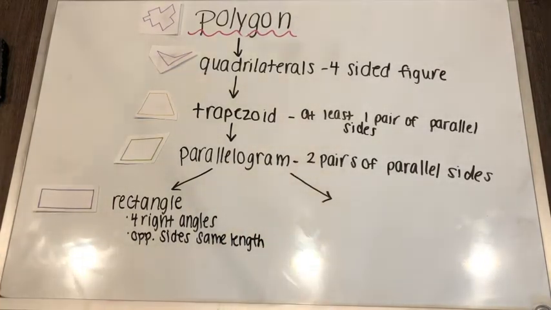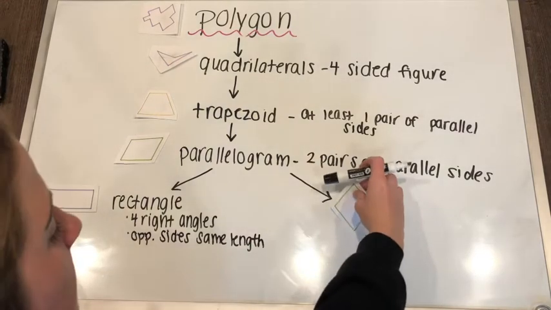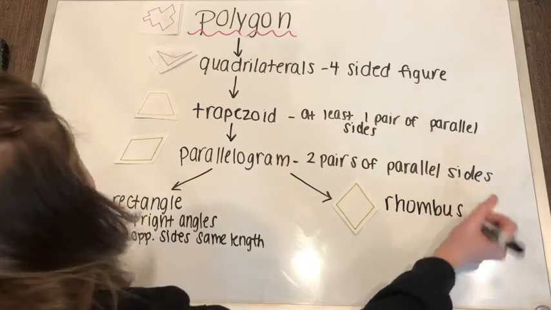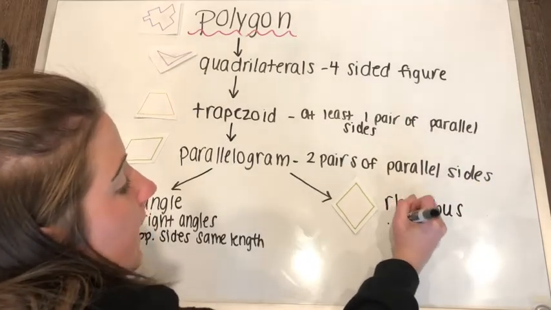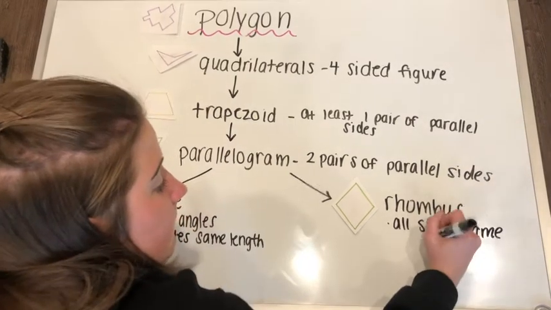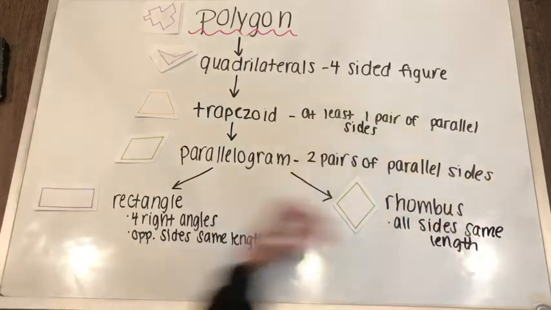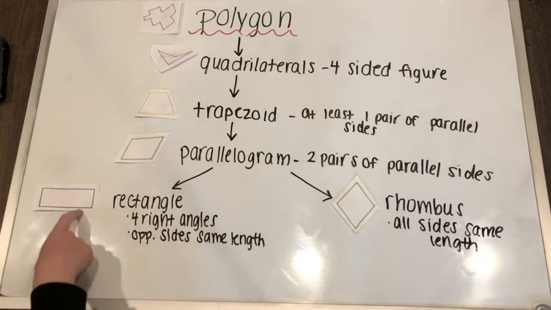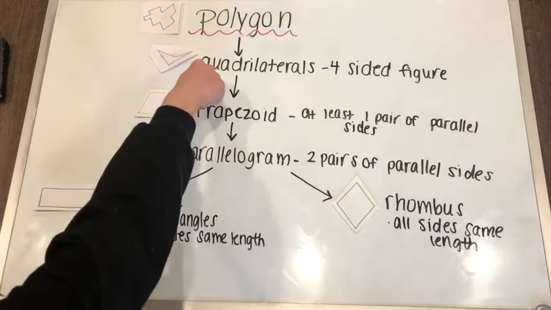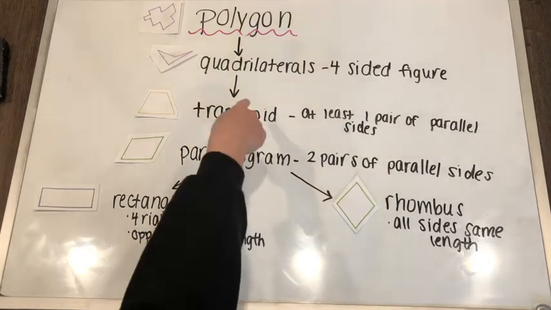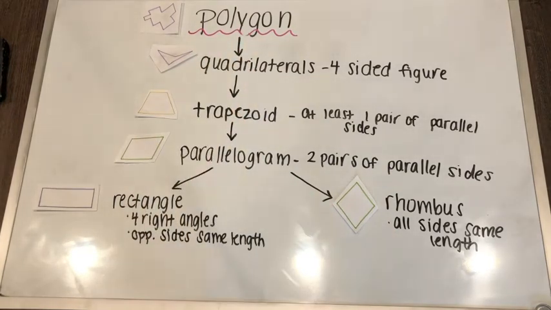Whereas the next one is a rhombus, which has all sides the same length, but does not have the right angles that a rectangle has. So a rectangle is also a parallelogram and a trapezoid, a quadrilateral, and a polygon. A rhombus is also a parallelogram, a trapezoid, a quadrilateral, and a polygon. Okay?